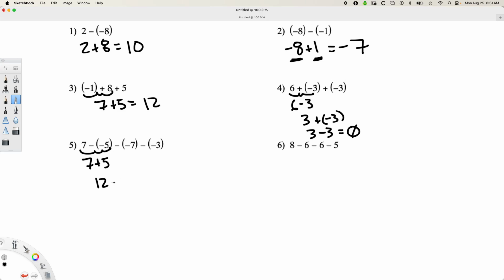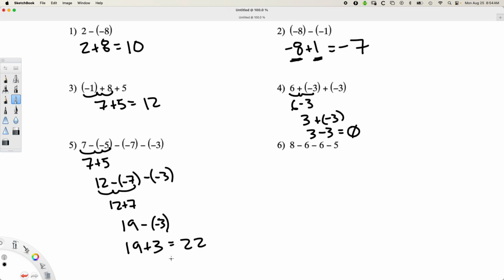Then I bring down the other part, minus negative 7, minus negative 3. A minus a negative would be a plus, so doing just these two, 12 minus negative 7 would be 12 plus 7. So that together would be 19. And I'm going to bring down the last part, minus negative 3. And minus a negative is the same thing as plus. So 19 plus 3, put that together, and that would be 22.